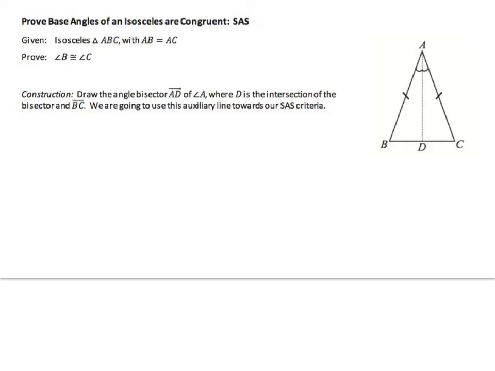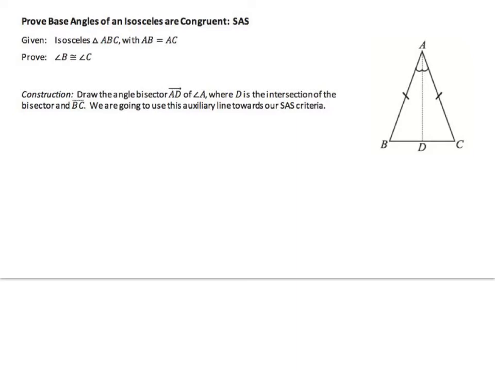All right, let's try one. So, prove base angles are congruent with SAS. So we're not trying one, we're proving the same thing in a different way. So given isosceles triangle ABC with AB equal to AC. Okay, that's how we know it's an isosceles triangle. Prove that angle B is congruent to angle C.